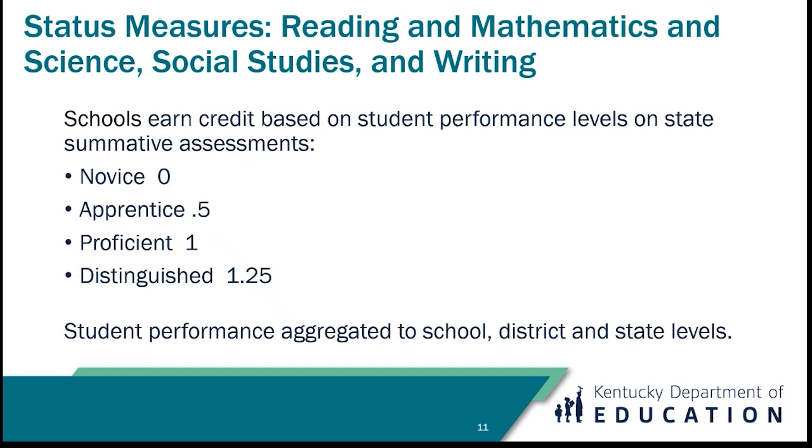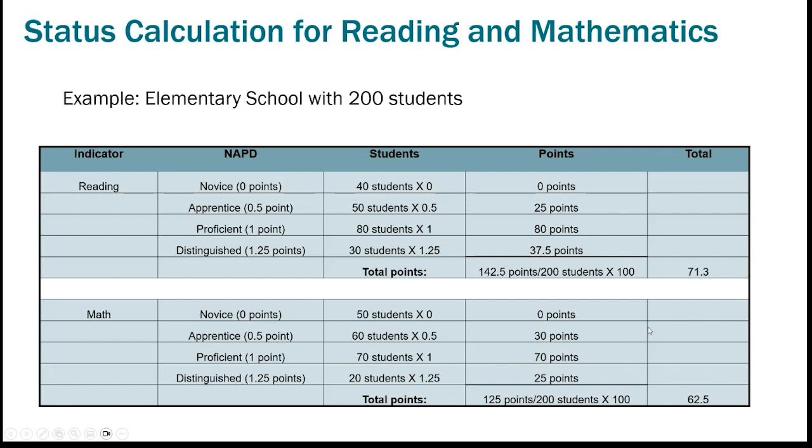State assessment results for the indicators of reading and mathematics, science, social studies, and writing are all assigned points. Novice will receive 0 points, apprentice receives 0.5 points, proficient 1 point, and distinguished 1.25 points.